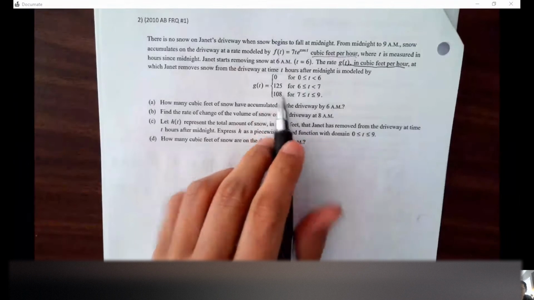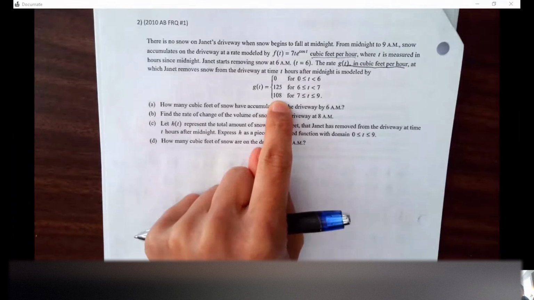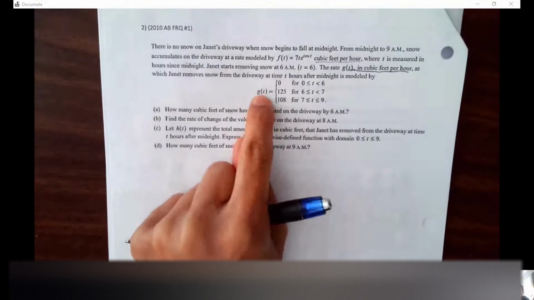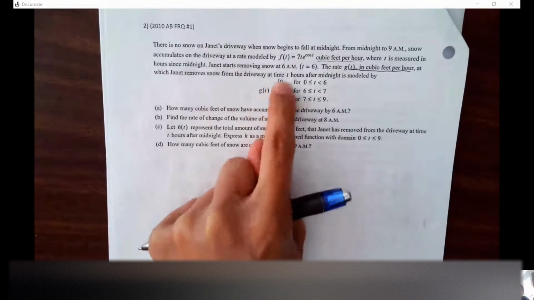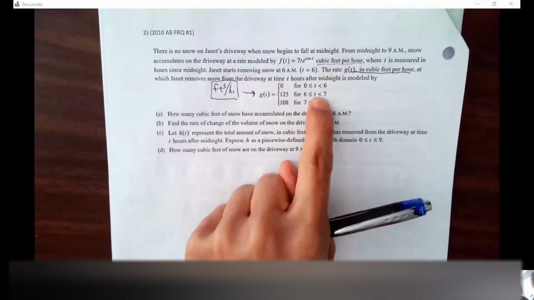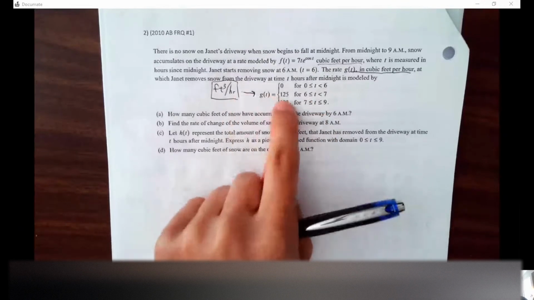So let's talk about what this means. Right now this seems kind of abstract. What is this telling us? I want to give a more concrete visual as to what's being accomplished here. This is telling us the rate at which Janet is removing snow. But we have to understand that this is a rate, in terms of cubic feet per hour. All these values are cubic feet per hour. The nice thing is that these are all constant values, so we know exactly how much she accomplishes in one hour, or in these one hour blocks.